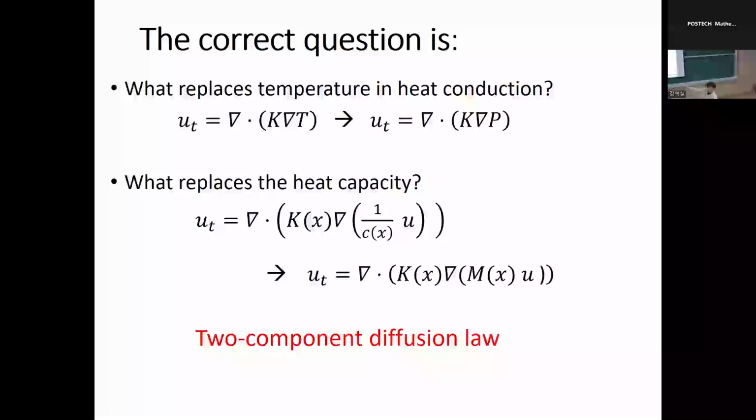We say this is the two-component diffusion law. This case is different, but I use the same notation, K, conductivity. Now here's 1 over heat capacity. Now this one is replaced by M, and I call this M motility. Some people call this one motility.